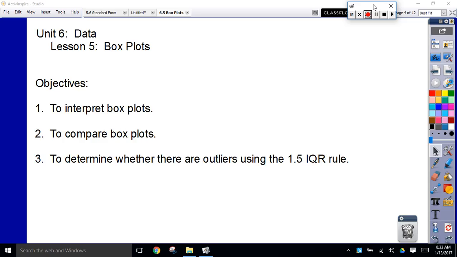Today we're going to talk more specifically about box plots. Yesterday we talked about different ways of visualizing data, and today we're going to focus more on box plots because that's what you're most likely to need to answer questions about. We're going to talk about interpreting them and comparing them, both of which we did last year in 7th grade, so this should be somewhat of a review. Number 3 is determining whether there are outliers using the 1.5 IQR rule. That one's completely new to you this year. The others hopefully will be a review.